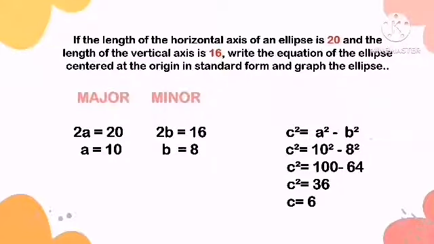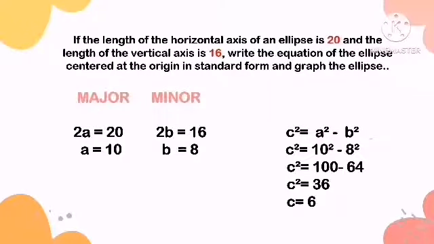Let's find c with the equation c squared equals a squared minus b squared. This equation is derived from the Pythagorean theorem, as you remember. Let's proceed. So c squared, substitute 10 for a and 8 for b. So c squared equals 10 to the power of 2, which is 100, minus 8 to the power of 2, which is 64. 100 minus 64 is equal to 36. In order to find c, let's take the square root of 36. So the answer would be 6.